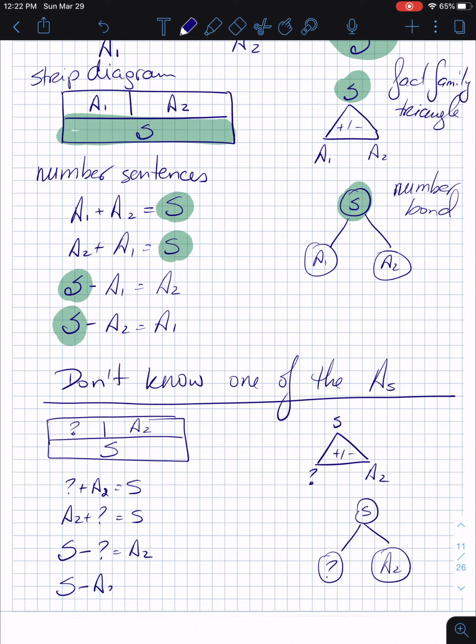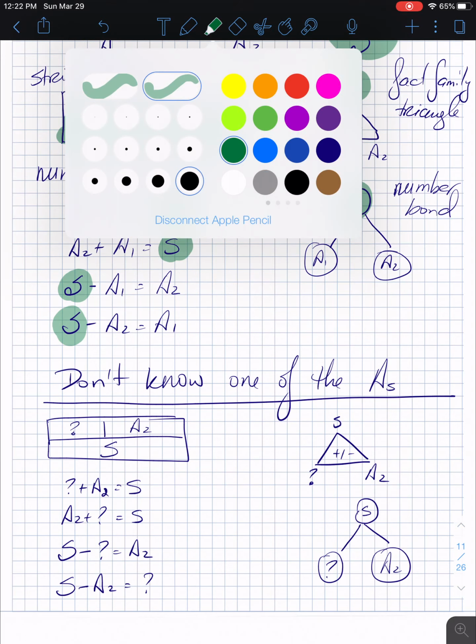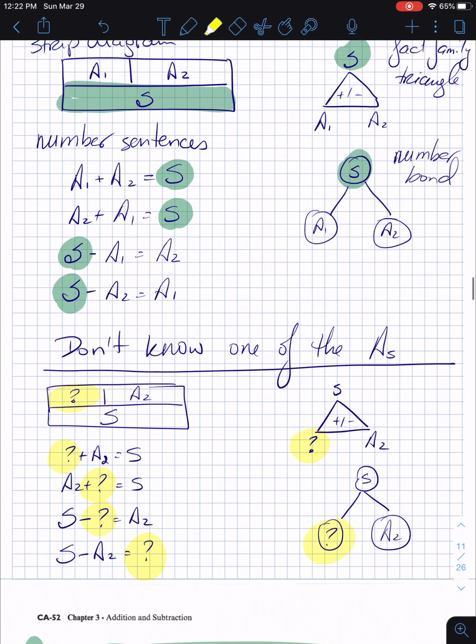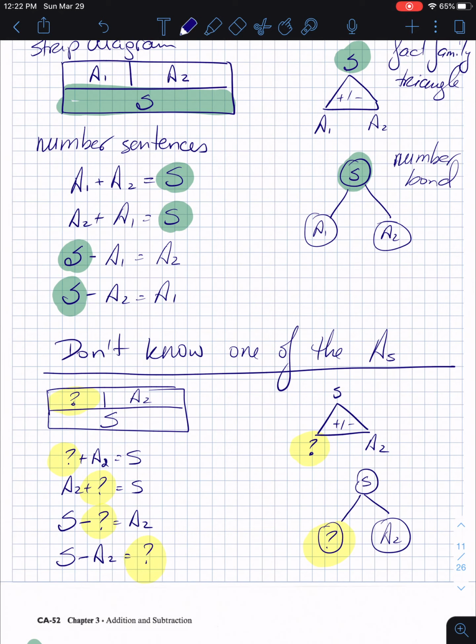And we don't know one of the addends. So this addend that we don't know is this unknown, this, and this. So I've highlighted all of where the missing addend appears. And if you look at this particular statement, that's a subtraction statement. That's a subtraction statement that we can view as missing addend.